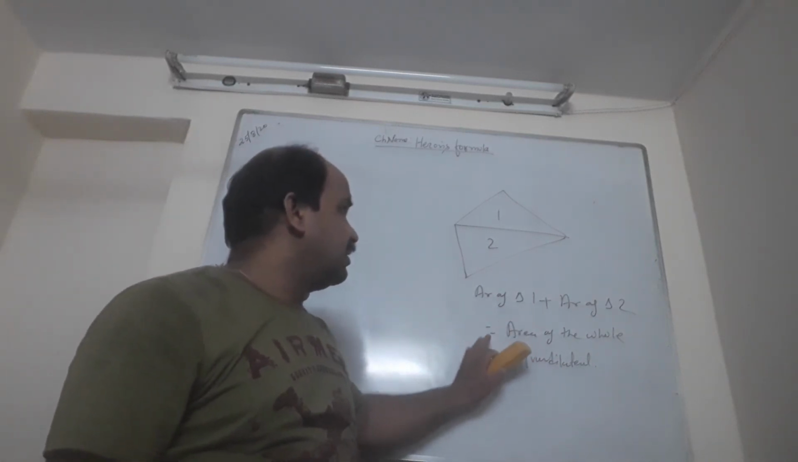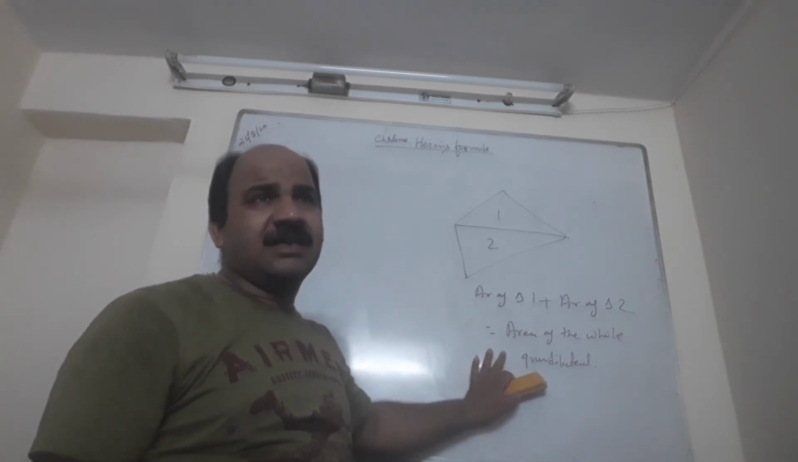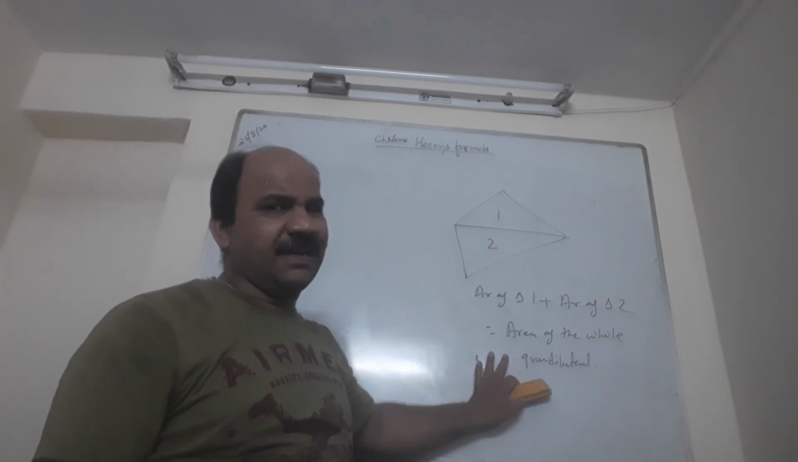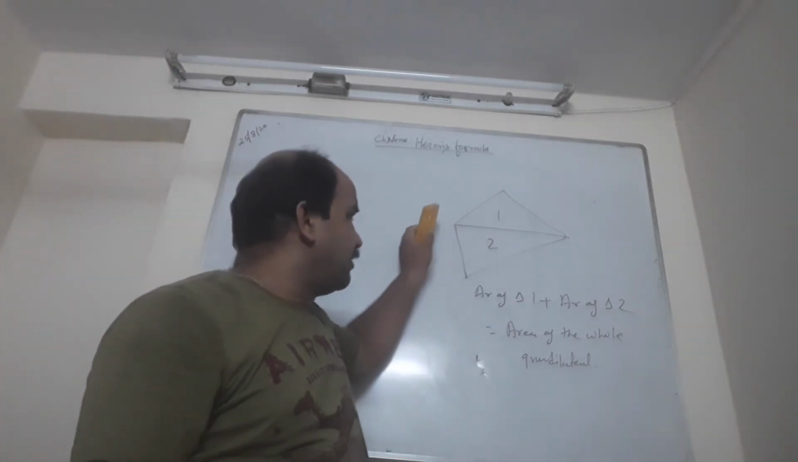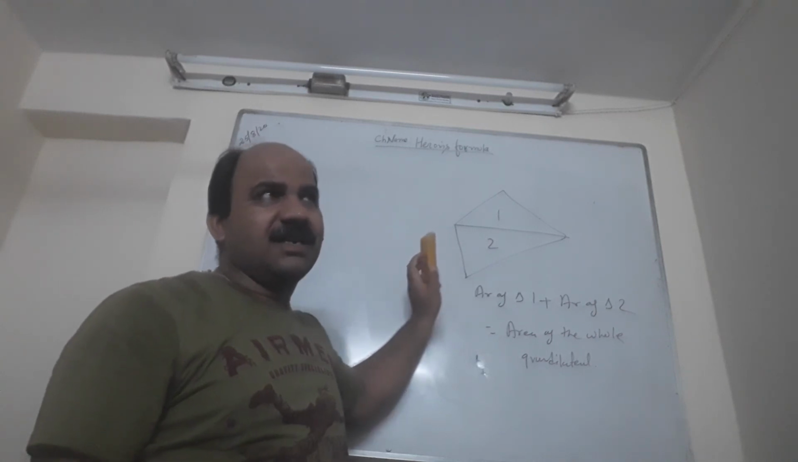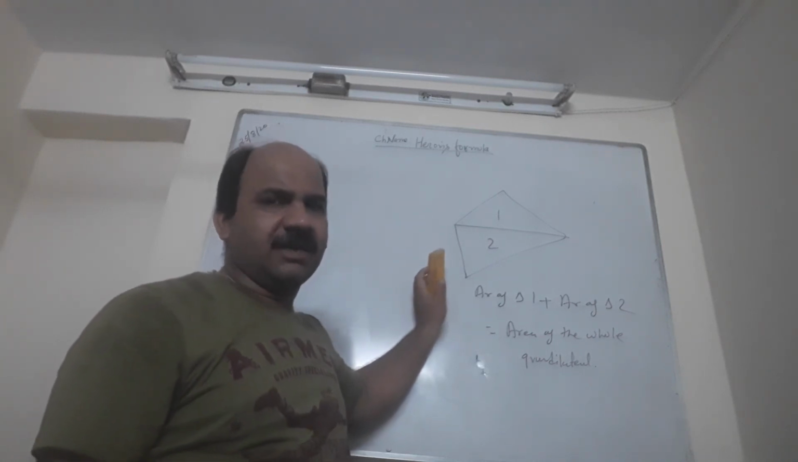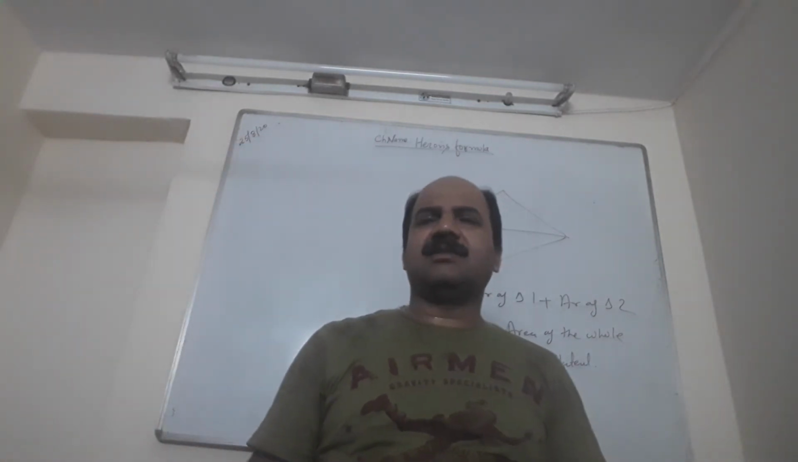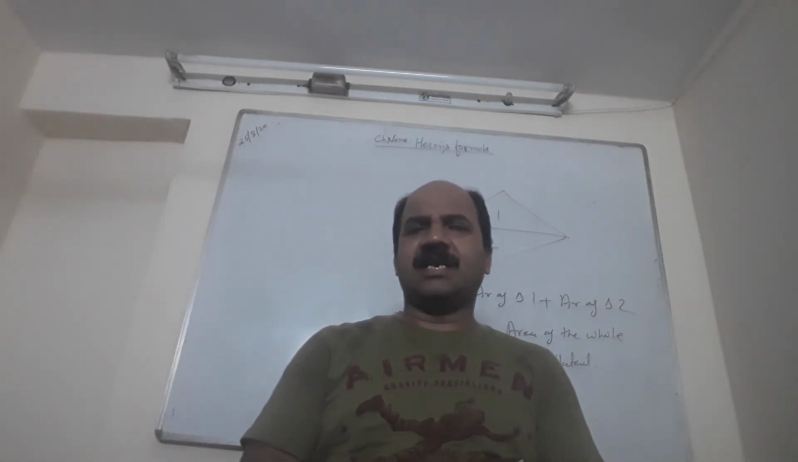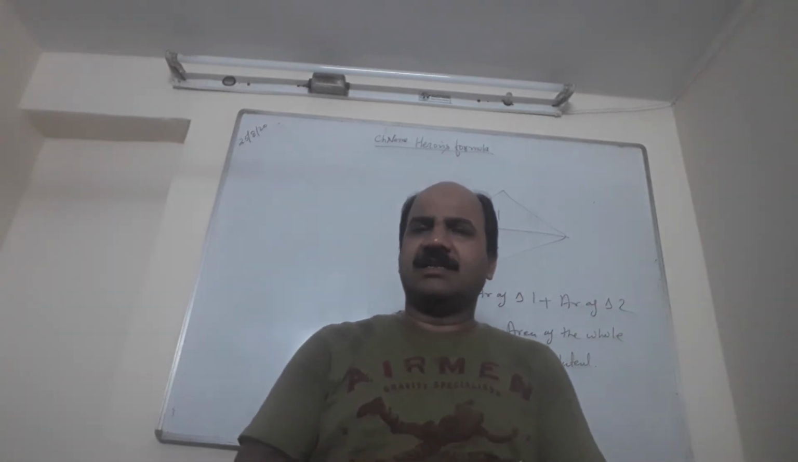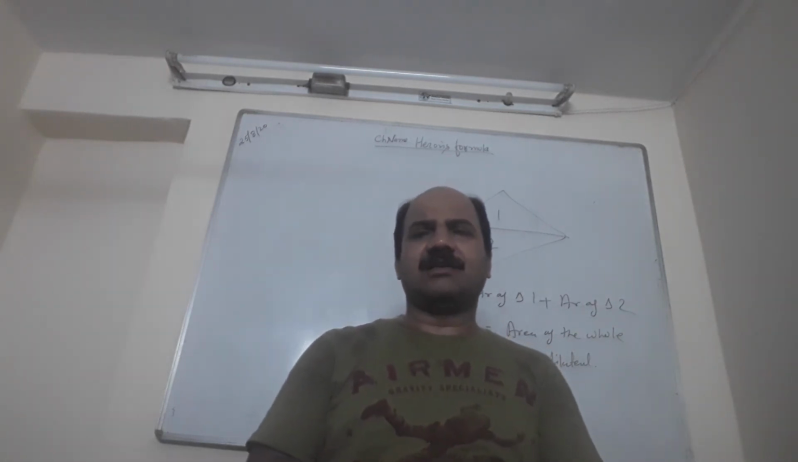So it is not difficult to find the area of a quadrilateral with the help of the area of triangles. Again I am repeating, in such a case you should know the concept that a quadrilateral is a combination of two triangles. So first we have to find the area of the first triangle, then the area of the second triangle, then add the areas of both triangles and you will get the area of the quadrilateral.